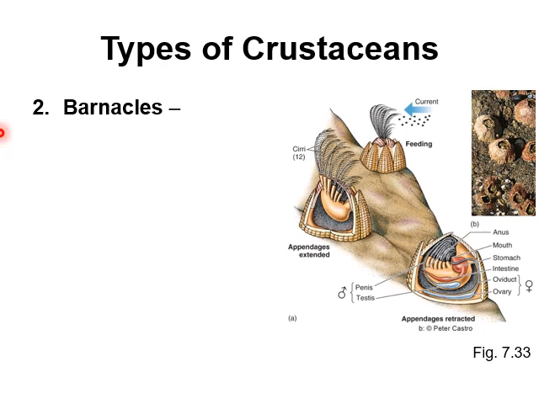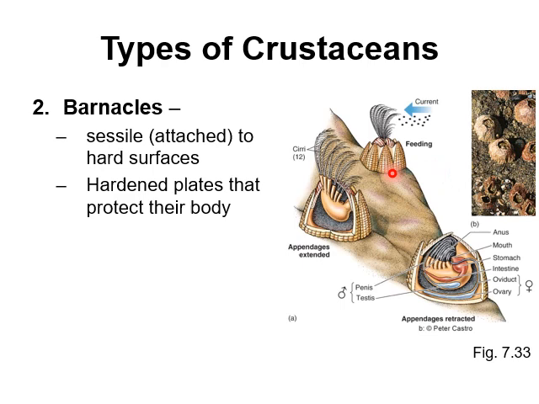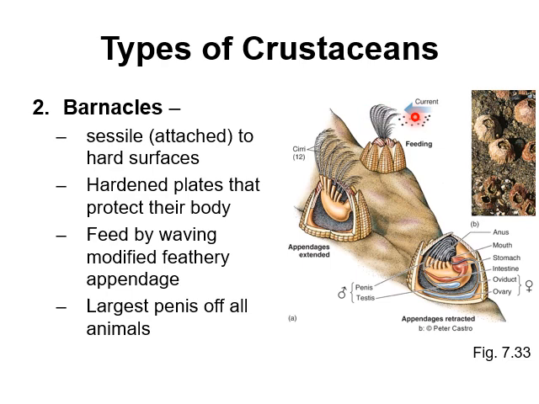And what barnacles do is they essentially attach to hard surfaces. So like these barnacles here, they're stuck in place. They can't go anywhere, right? They're stuck right there. So they are sessile. They have these hard plates all around their bodies that they use for protection. And they are passive suspension feeders. So what they do is they wave their feathery appendage in the water in order to collect bits of food that come by.